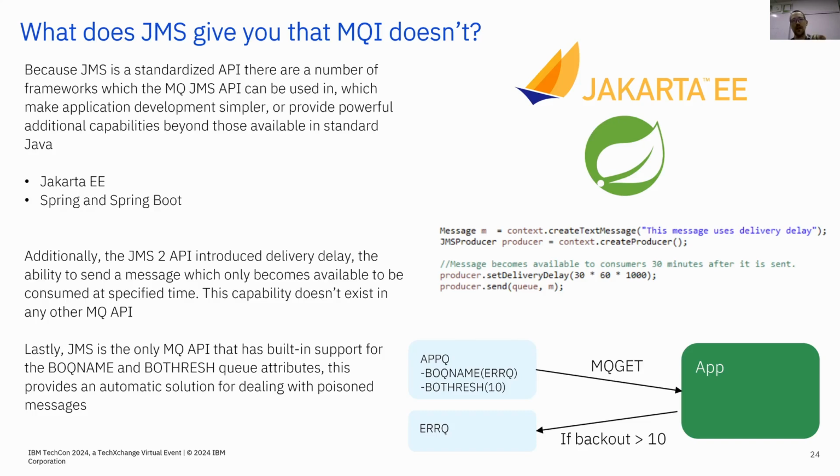And then I've mentioned before that when JMS 2 came along, that introduced delivery delay, and that's a capability that you only get with JMS. It's not available in normal MQI and allows you to send messages, and they only become available after a period of time. And then there's the last thing, which is JMS has built-in support for the backout queue and backout threshold attributes for poison message handling. You have to roll your own support if you're using the MQI for that.